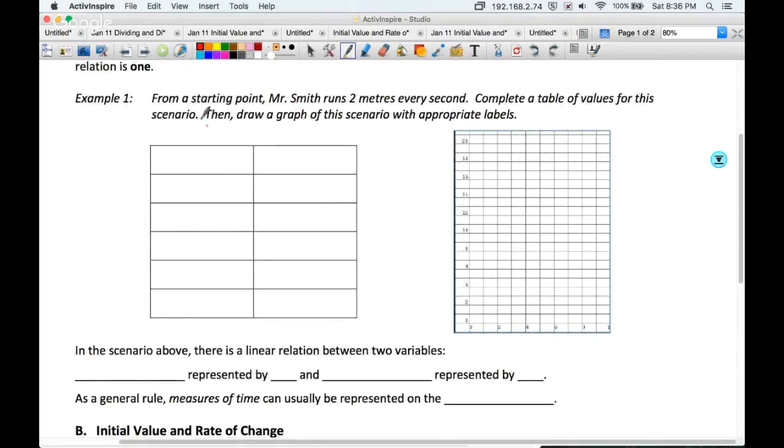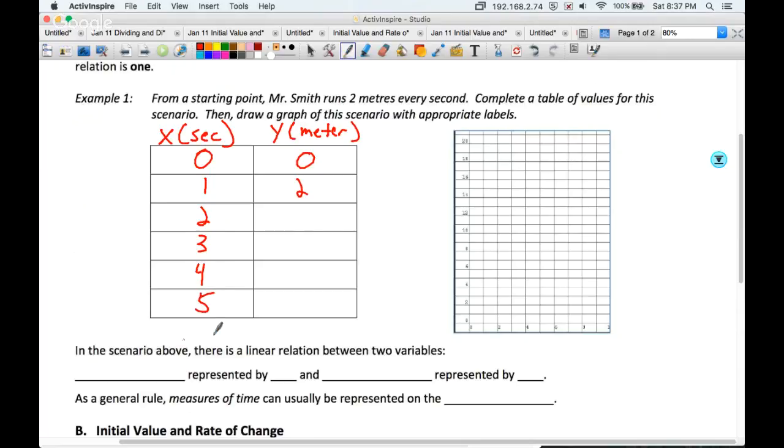Mr. Smith is running 2 meters every second. So I can represent that in a table where I can pair x, which is going to be the number of seconds that he has run, to y, which is the number of meters he has run. So if he runs for 0 seconds, he's gone 0 meters. 1 second, well, 2 meters per second. So per 1 second gives me 2 meters. And I can fill in a whole bunch more of these.